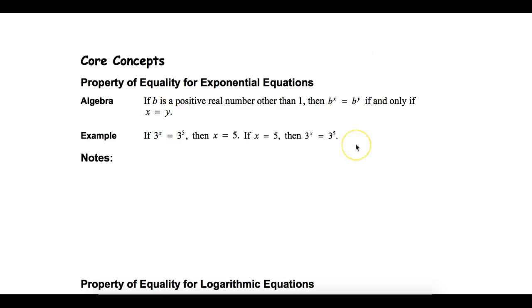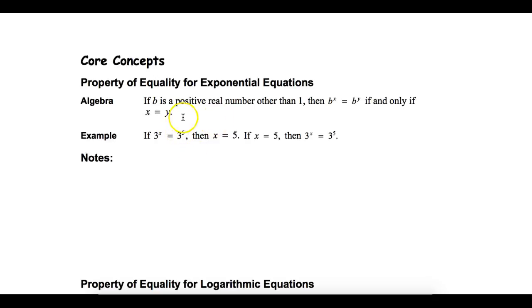Basically what that means is that if you have an equation with two bases with exponents on either side, if the bases are equal, then whatever their exponents are must be equal as well. So, for example, if you have 3 to the x power equals 3 to the fifth, then you can just set the exponents equal to each other, x and 5. So you get x equals 5, which makes sense because 3 to the fifth power obviously equals 3 to the fifth power, so x must equal 5.